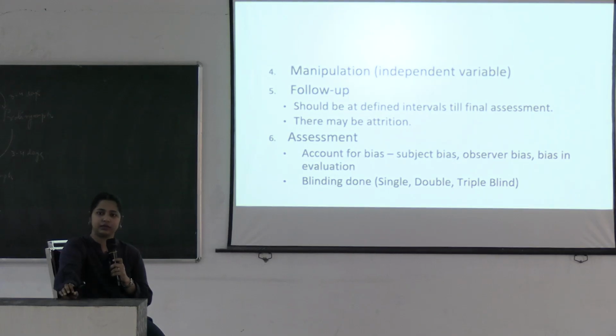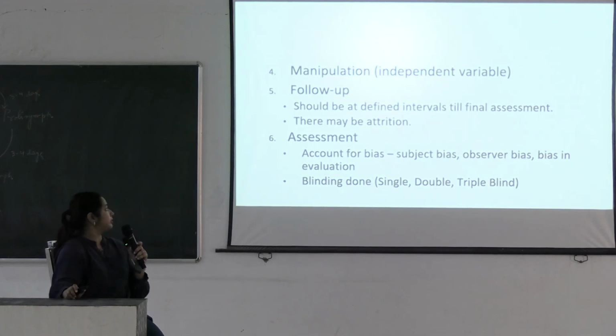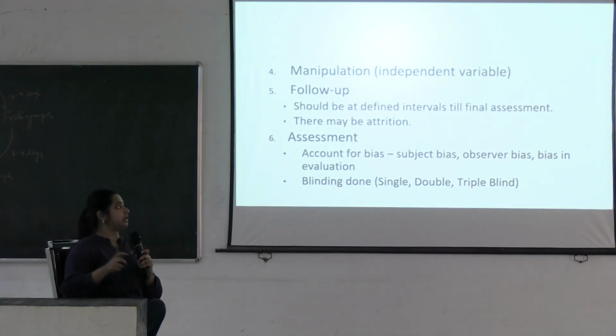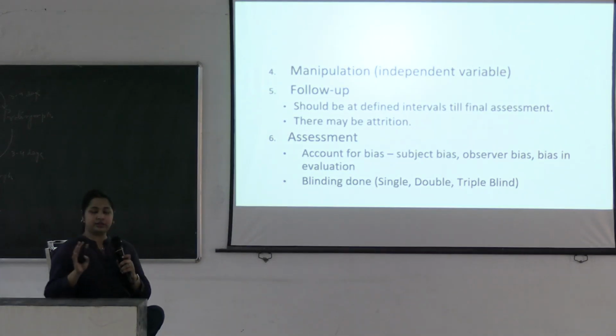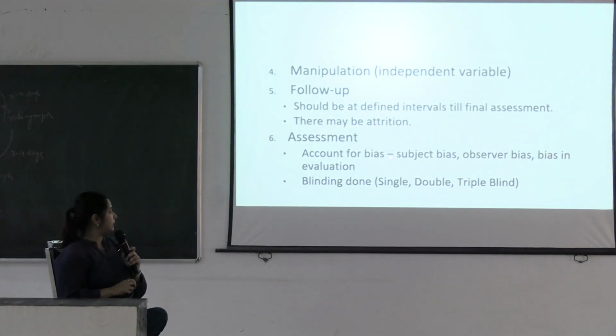Okay, or some may die, some may go to another place, they drop out. So there may be attrition. Then assessment, accounting for bias. Now we finally assess the results. Whatever results you are getting between the two groups' outcomes, you have to understand that there may be bias: subject bias, observer bias, bias in evaluation.